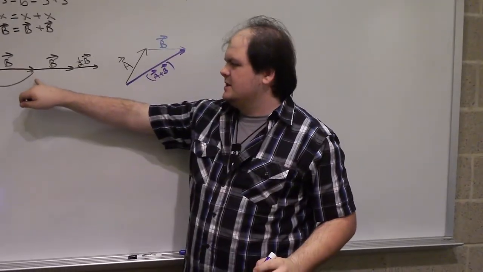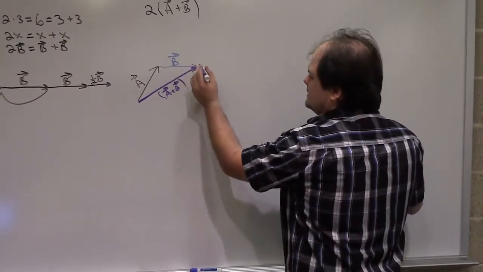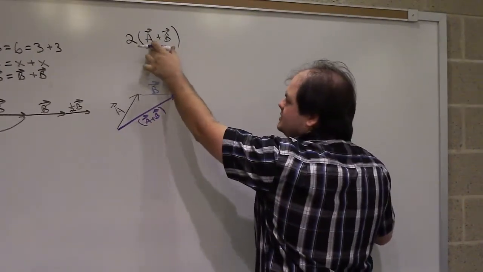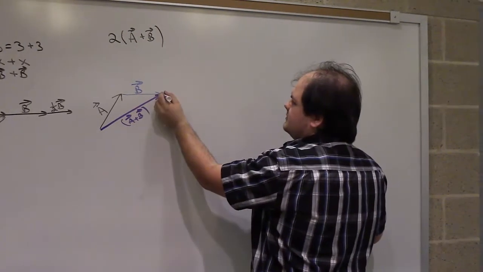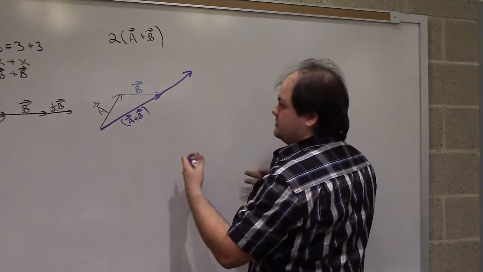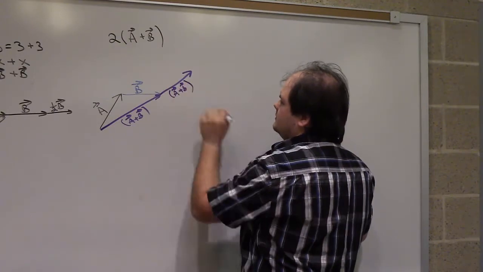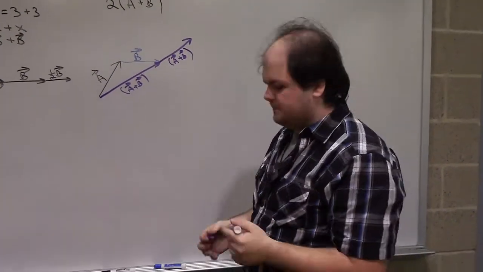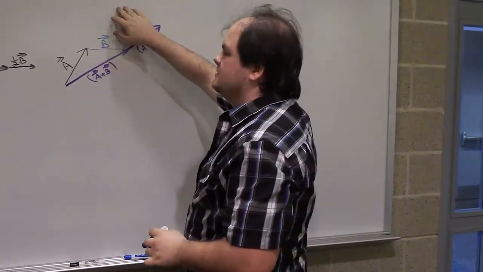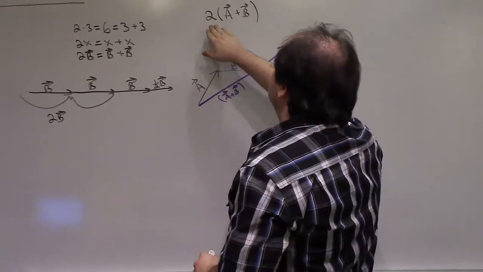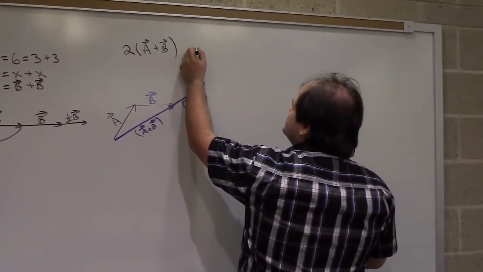But using the same definition of adding things multiple times, we know that 2 times this summation is just going to be this vector added to itself. Again, for 2. Pretty easy to see. But is there another way that we can write this? And the answer is yes. It's distributing. We can actually distribute this 2 inside of these parentheses.